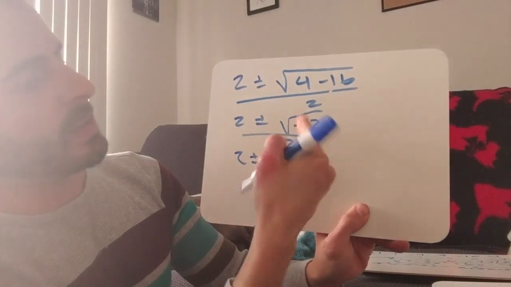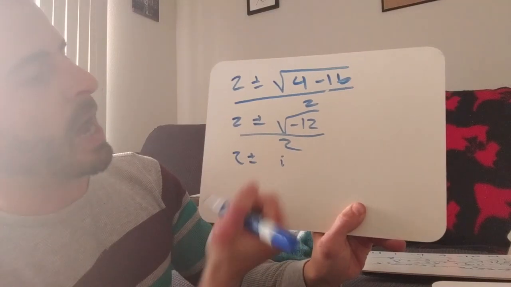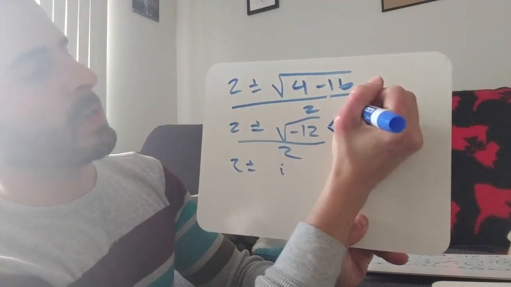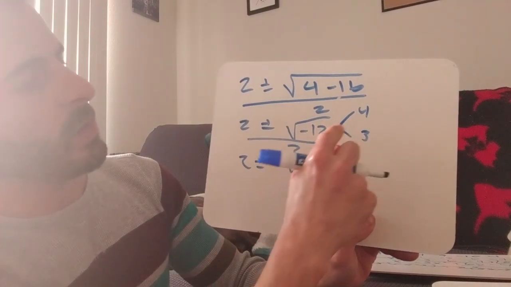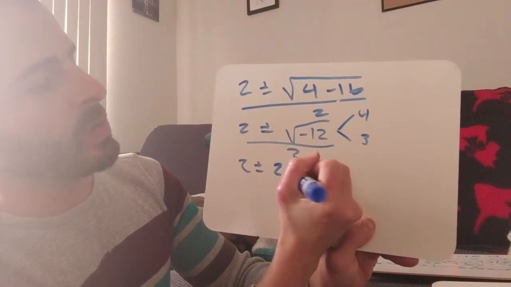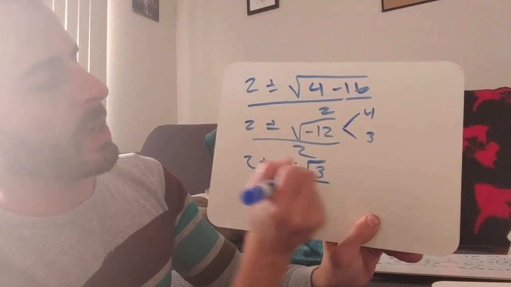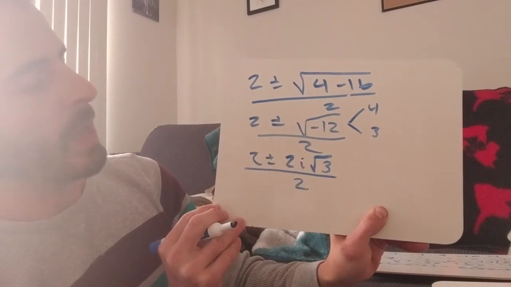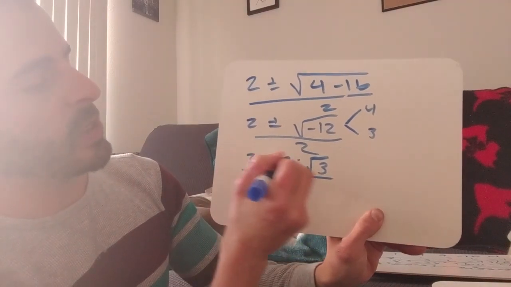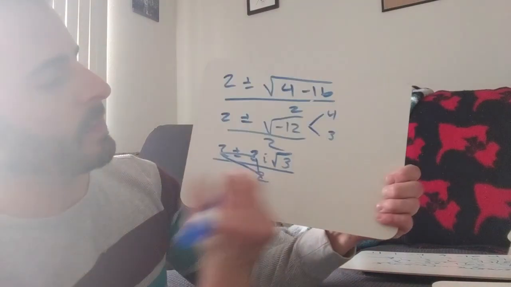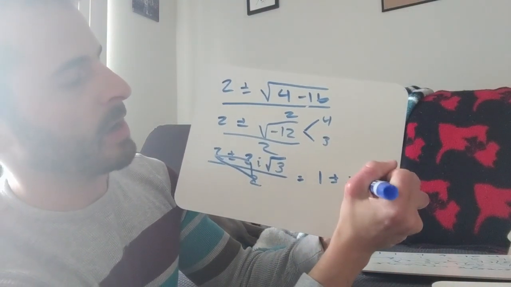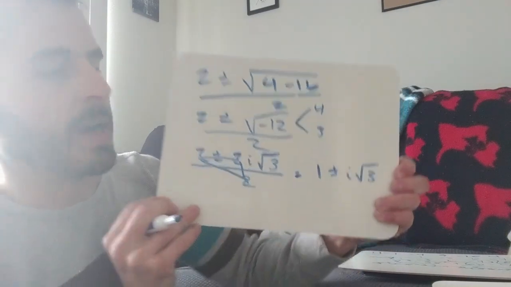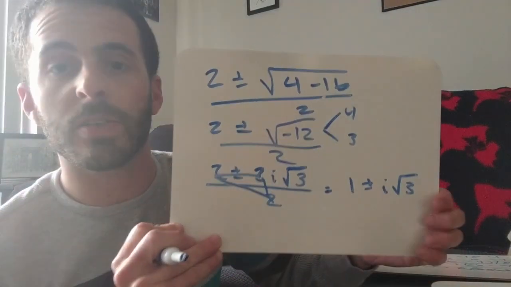2 plus or minus, let's see, there's a negative in there, which is an i. 12, what's the biggest perfect square? 4 and then 3. So what's the square root of 4? It's 2. Do I know the square root of 3? Nope. And I have a chance of simplification because I got a bunch of 2's right there. So 1 plus or minus i root 3. All right, so I have to collect all of my answers.